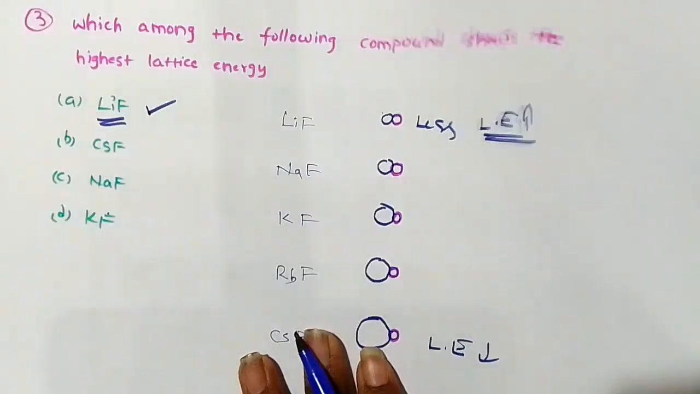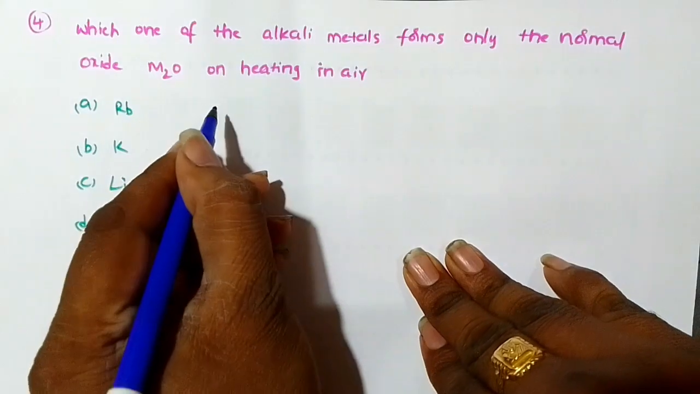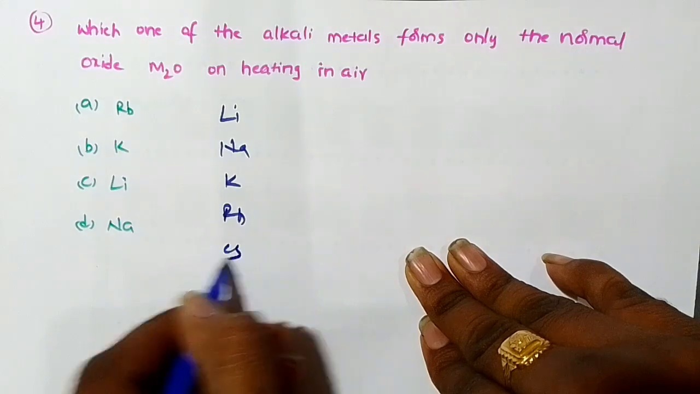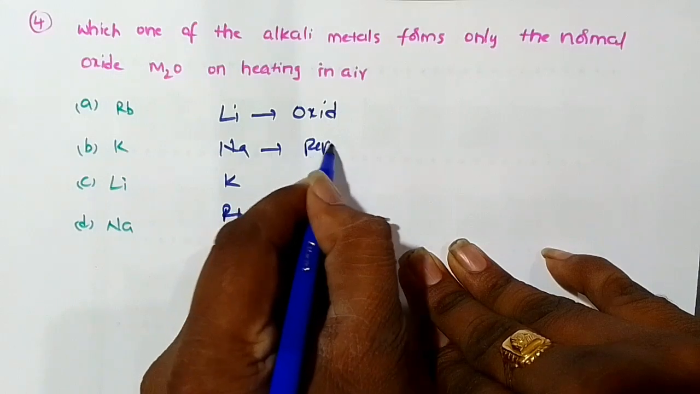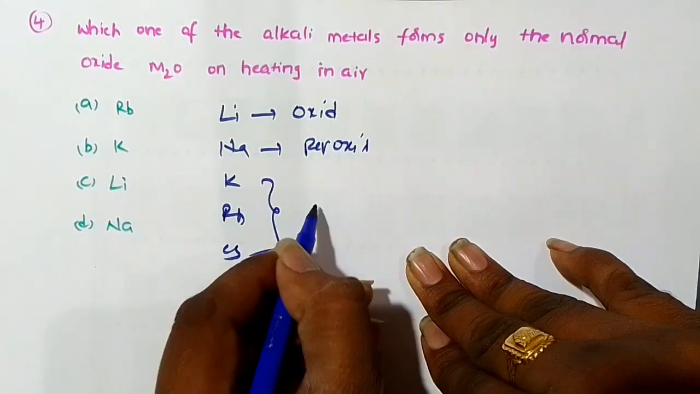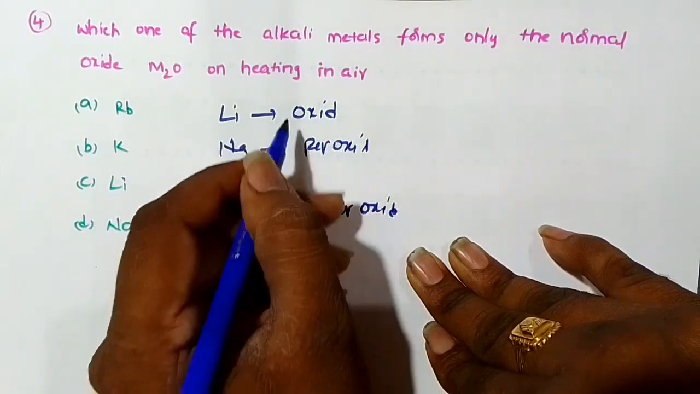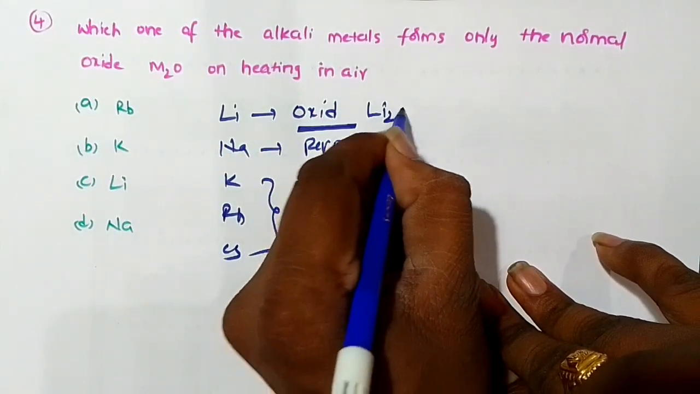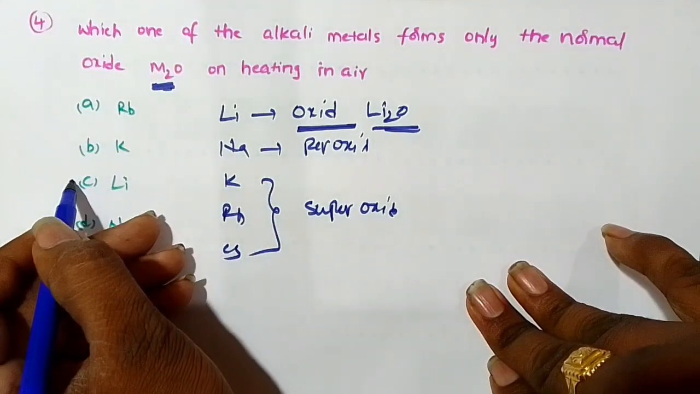Now coming to the fourth question. Which one of the alkali metals forms only the normal oxide M2O on heating in air? Lithium, sodium, potassium, rubidium, cesium. Lithium forms only oxide. Sodium can form peroxide. Potassium, rubidium, cesium can form superoxides. Lithium does not form any peroxides or superoxides; it only forms the monoxide, Li2O, which is the formula M2O. So the answer is lithium.